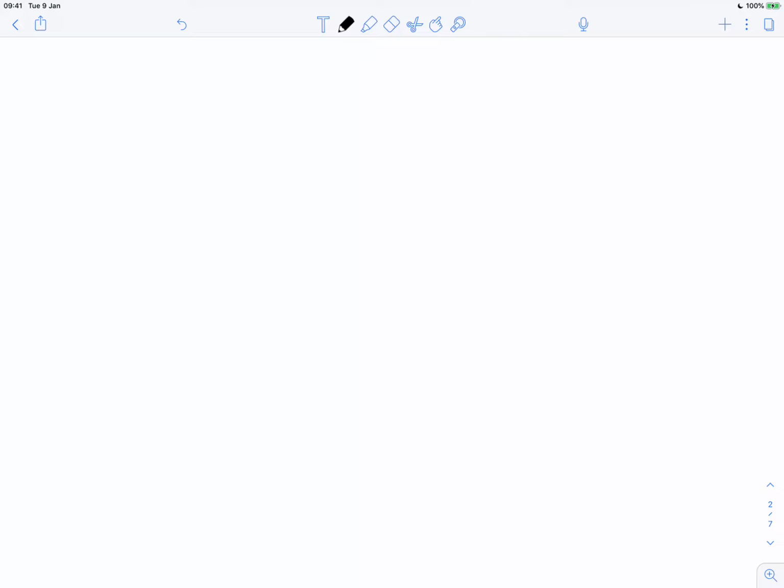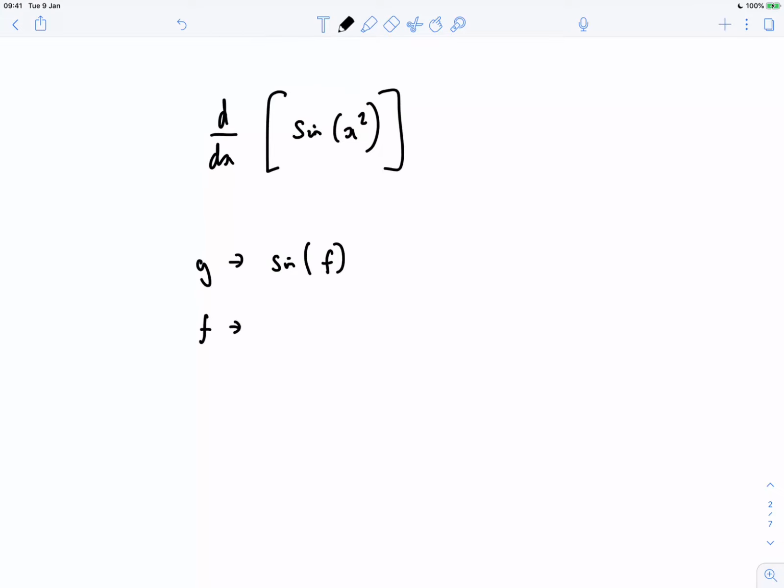So for example, let's suppose I want to differentiate, let's say sine of x squared. Okay, so what's going on here? Well, we've clearly got sine. Let's say g is sine of f, where the f function is x squared. Can you see how the x squared function of x is sitting inside the sine function? We've got a function of a function. And that's essentially whenever we use the chain rule.